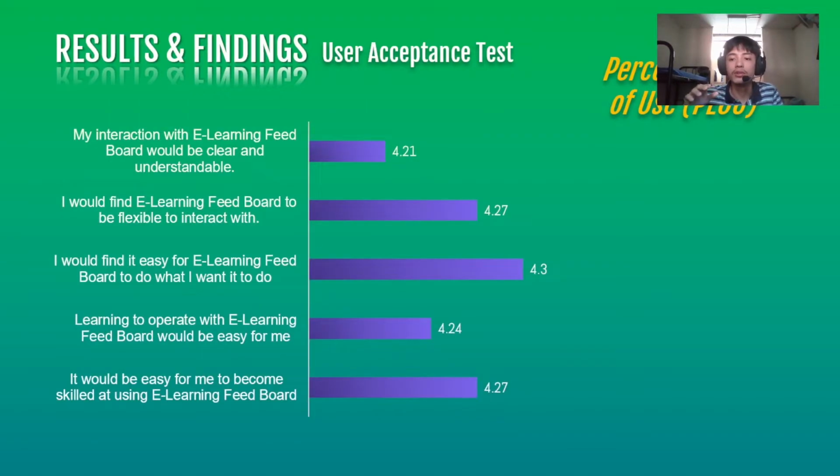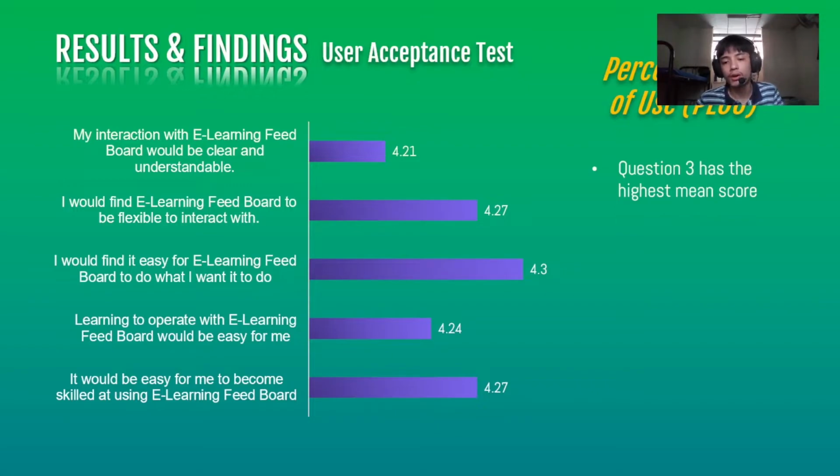In this section, it will show the mean scores achieved for each question in perceived ease of use. Mean scores would indicate the average answers ranging from strongly disagree to strongly agree. Number 1 is for strongly disagree, which is the lowest, while 5 is the highest, which is for strongly agree. The result shows that question 3 has the highest mean score, meaning that users find it very easy for the dashboard to accomplish any task they desire.